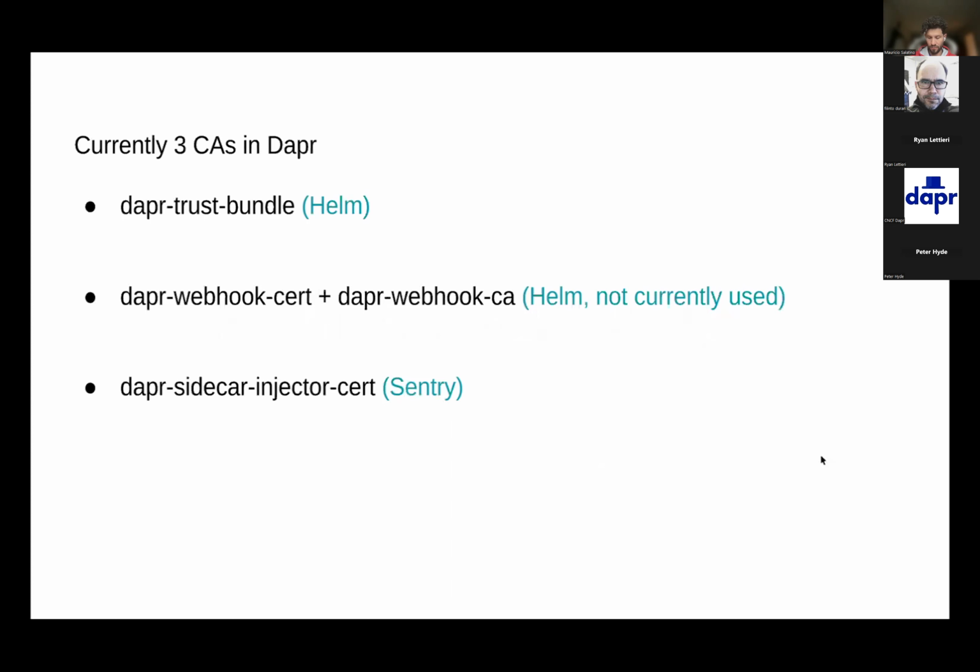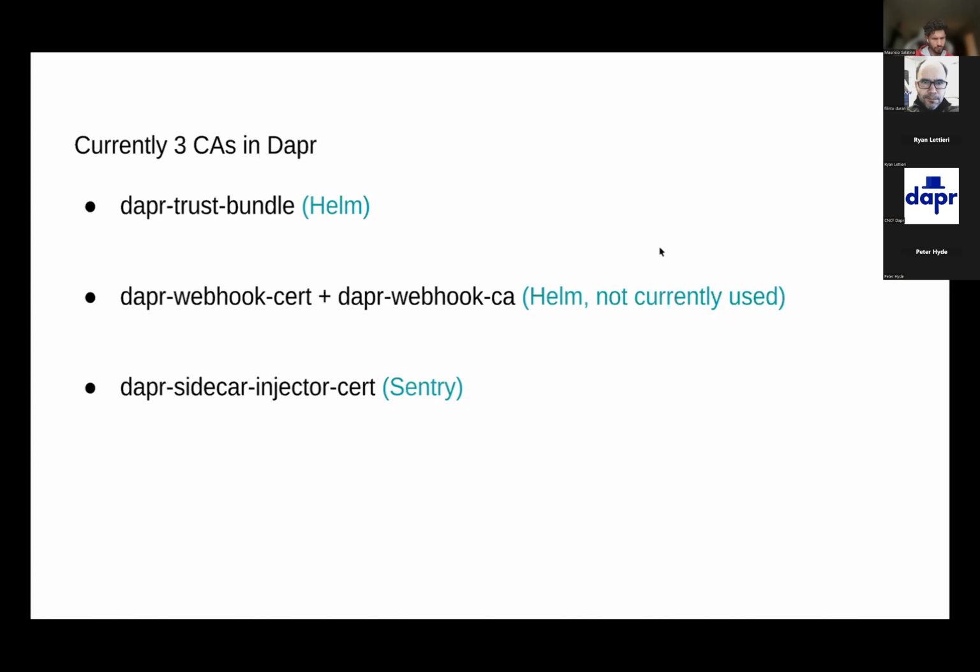So in Dapr, as it currently stands today, there are 3 certificate authorities. When we say certificate authorities, this is your X509 chain, your root of trust. These are your root CAs. In a default Kubernetes installation of Dapr, you have 3 of these. One of them is the Dapr trust bundle. That should say it's managed by Sentry, not Helm. This is one certificate authority that's used by the Sentry service, the component responsible for minting mTLS certificates for your Dapr sidecar components.